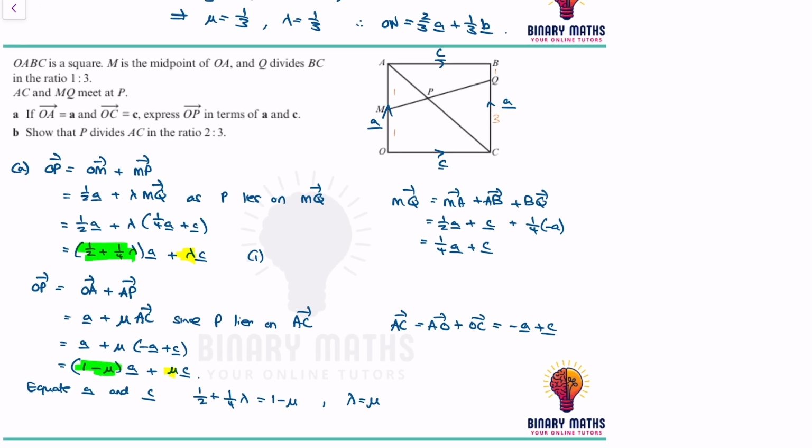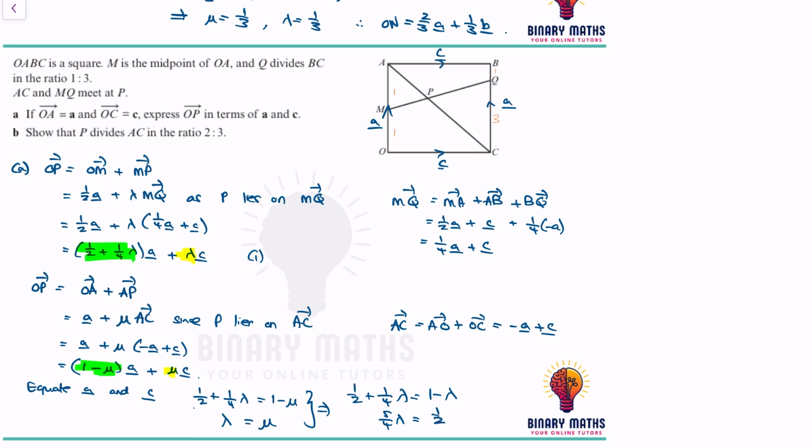Now, if lambda is equal to mu, it means everywhere in the first one, I can replace the mu with lambda. So let me just rewrite it again. I've got lambda is equal to mu, which implies half plus a quarter lambda is equal to 1 minus lambda. If I collect the lambdas on this side, I get 5 over 4 lambda is equal to a half.